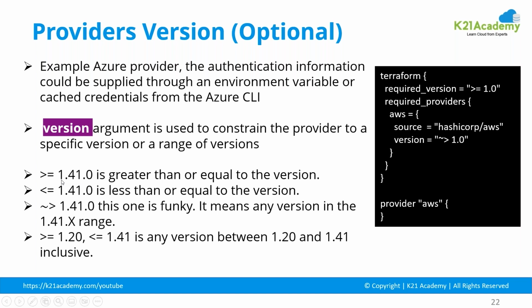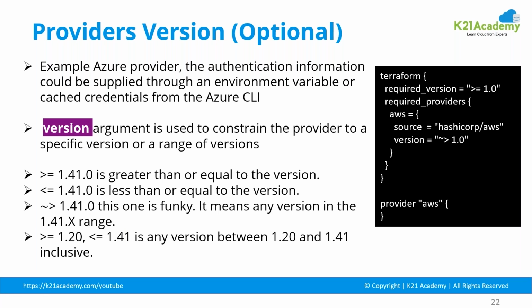So any version, like say here 1.41 and above, will get downloaded when you are specifying the version. Here the maximum version will be 1.41, but any version less than this, if available, will be downloaded. Tilde sign, now why I'm explaining this is, this can be one of your objective questions too. So the tilde sign basically gives you a range.